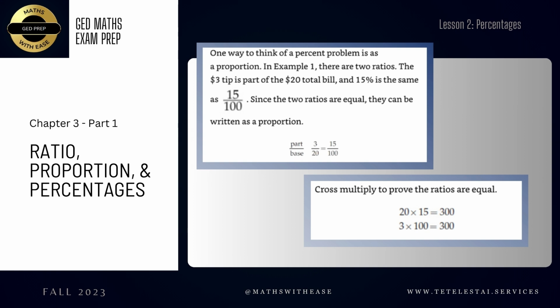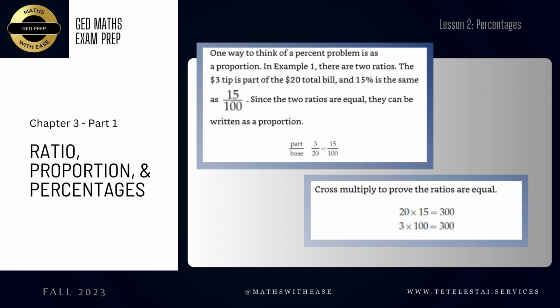And again, they're not telling you in the problem that you need to write the 15 over 100, excuse me, but because you see that percentage sign, you immediately know that 15% can be written as 15 over 100. And you're equating that to the tip that's coming out of the base. So in this scenario, we're going to cross multiply. 20 times 15 is 300. 3 times 100 is 300.